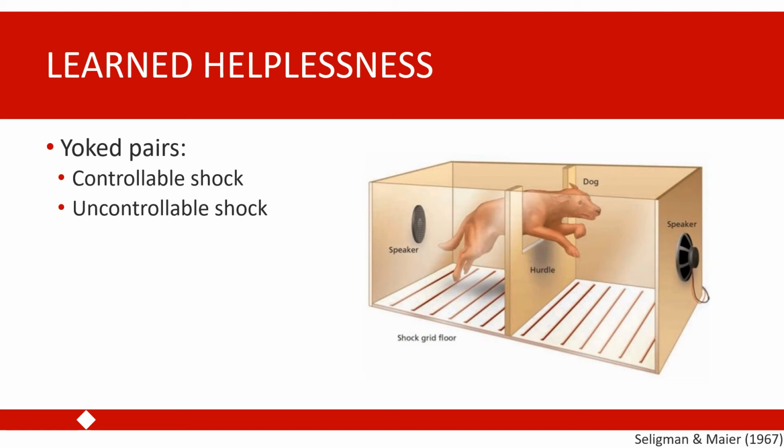However, the dogs in the uncontrollable shock group, their behavior did not influence whether or not the shock turned off. They only stopped getting shocked when the first dog figured out to jump over the hurdle. So in the first phase of the experiment, during the learning phase, you see what you would expect from an operant conditioning perspective. The dogs in the first group quickly learn to jump over the hurdle to escape the shock, and you don't see this behavior in the second group because their behavior is unrelated to the shock.